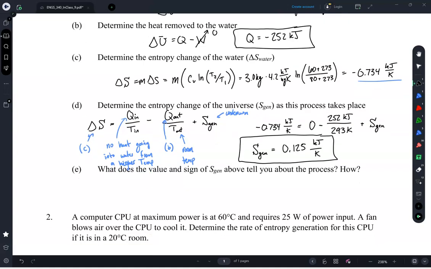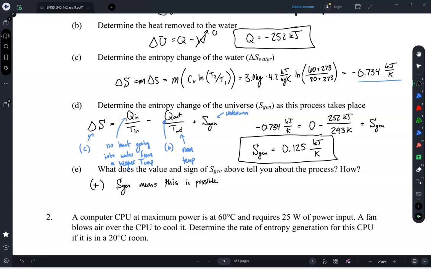What does the value and the sign mean? So the sign, positive S_gen, means this, maybe not this occurs, but this is possible.